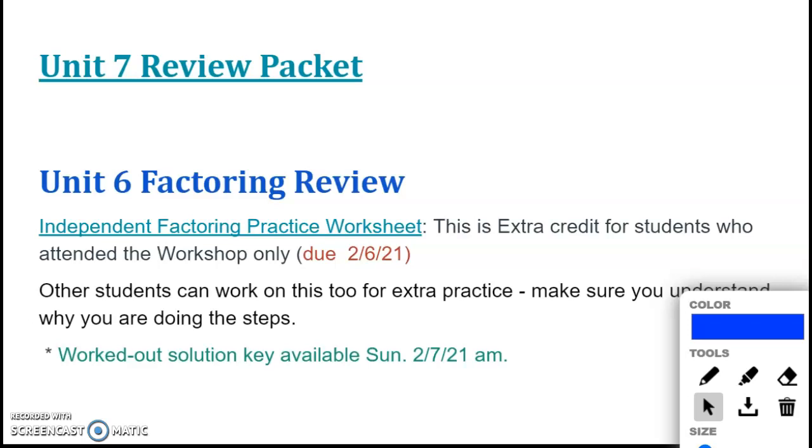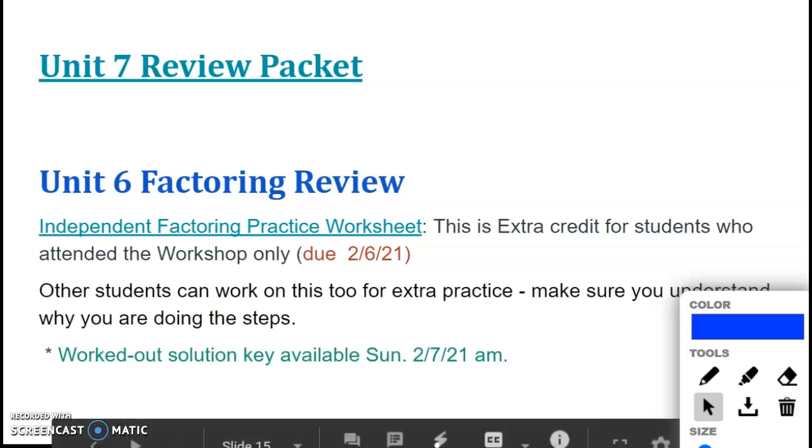Okay, for the rest of the period, we worked on the review packet. There's a Unit 7 review packet that reviews the graphing portion in vertex form, standard form, and factored form. And then for unit number 6, factoring review, I am actually going to give you the independent factoring practice worksheet that I gave to my workshop students. You're not going to get extra credit, but you can certainly do it for extra practice. And I am going to release the worked out solution key on Sunday morning, so that you can check your answers. That's it.